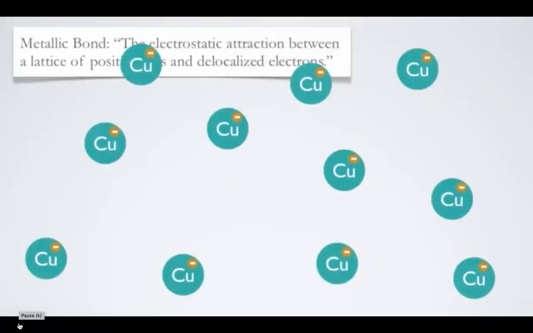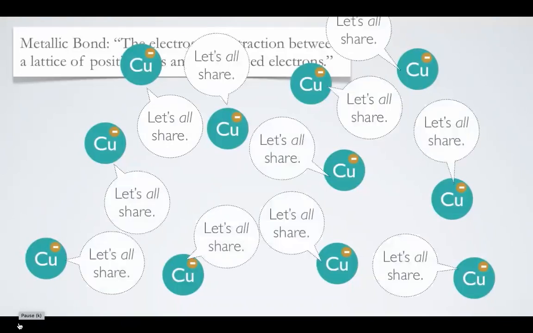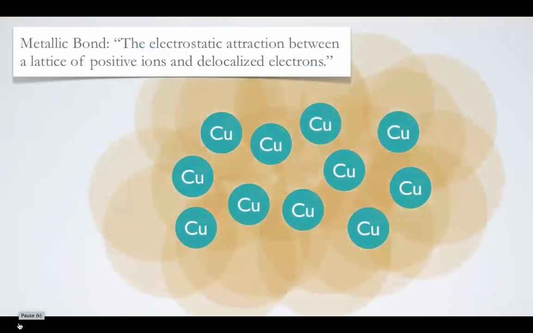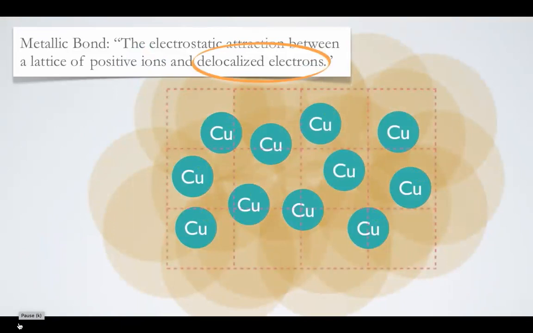Here we have a bunch of copper atoms, and like all metals, they have a medium electronegativity. So if the situation's right, they can be persuaded to give them up. When they all get together, they decide to share all their valence electrons. These shared valence electrons are called delocalized electrons because they're free to roam around. And as you can see, the positive metal ions form a rough lattice.